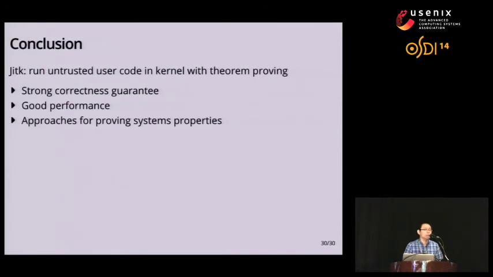So to sum up, Jitk is a trustworthy component that can actually run user-specified code in the kernel with theorem proving techniques. It provides a very strong correctness guarantee. It has pretty good performance, and we hope the approach will be useful for proving systems properties.